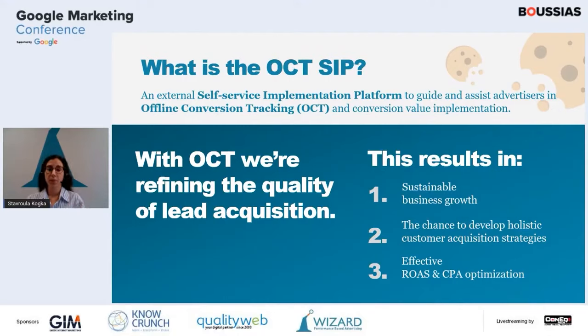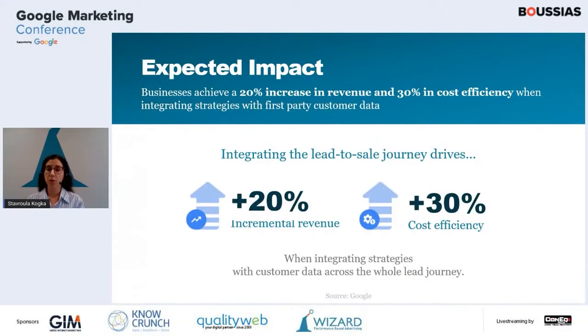So why implement offline conversion tracking? Of course, to improve quality lead acquisition and refine lead quality, we do not only pave the path for sustainable business growth, allowing us marketers to develop customer acquisition strategies with a holistic perception of their impact on our clients' cash flow and profitability. But also, it helps us drive efficiency in lead acquisition efforts, getting more value out of each interaction with prospective customers. From data provided by Google, we know that in strategies where customer data has been incorporated across the whole lead journey, there has been a 30% increase in cost efficiency and a 20% increase in incremental revenue for advertisers.